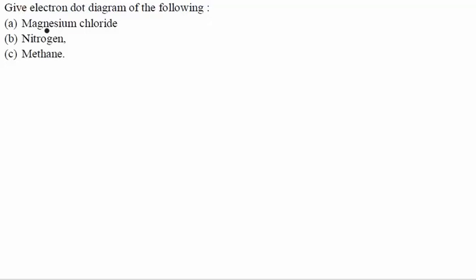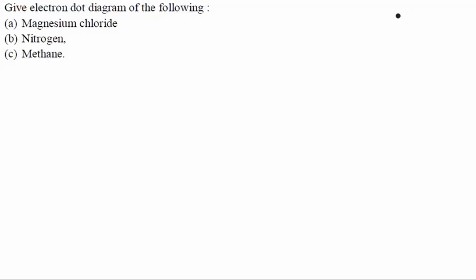So now just see this question. Give electron dot diagram of the following. Okay. So to do this question, it's a pretty simple question. To do this question, basically we are in need of three prerequisites. Okay. So what are those? Prerequisites to solve or to understand this particular concept.